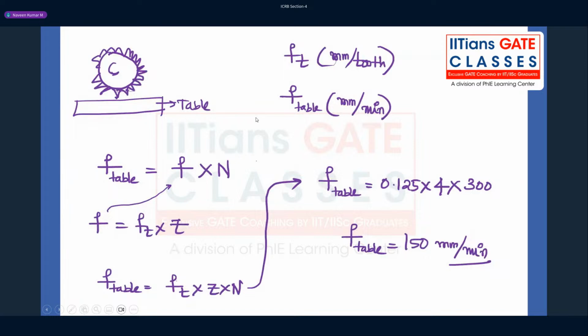Simple question. So we have to know the differences between table feed and feed per revolution. This is per revolution. This is per minute. This is per tooth. So units are very, very important. With units also you can try to find out the answer. Okay, very good. Let's proceed.